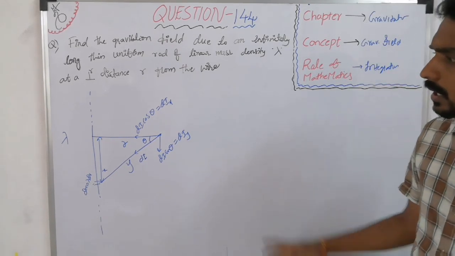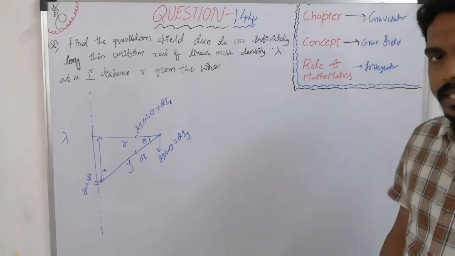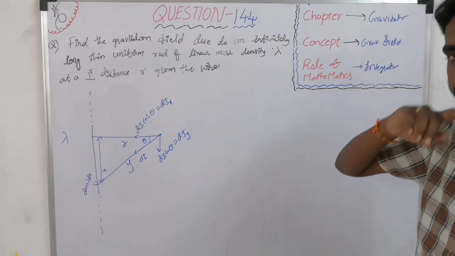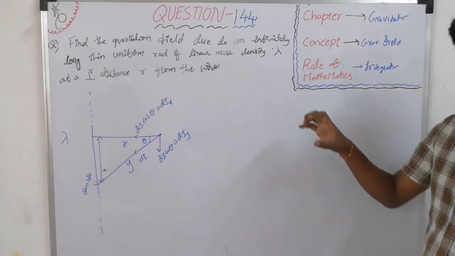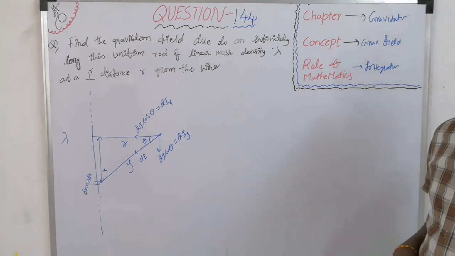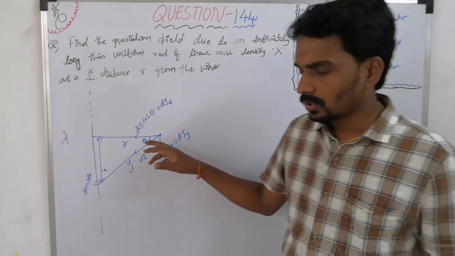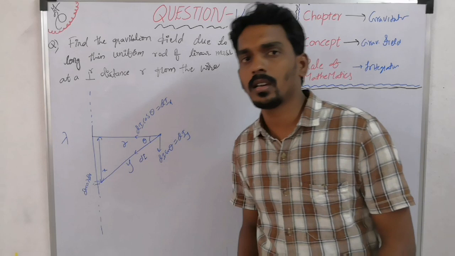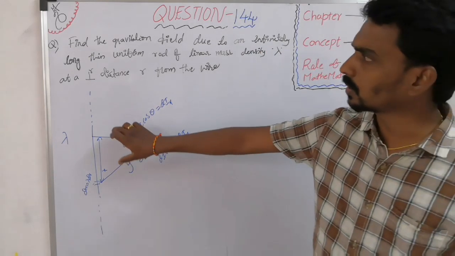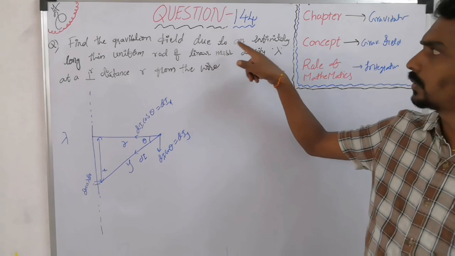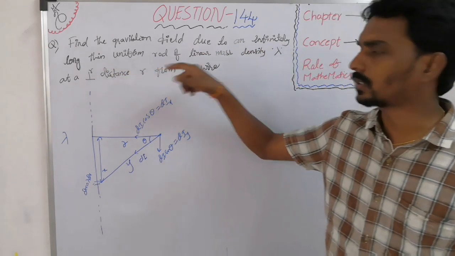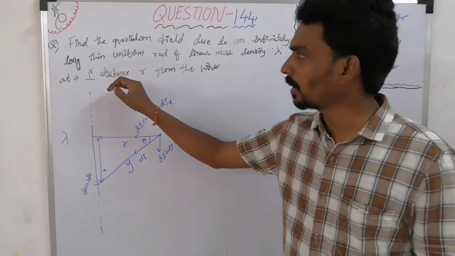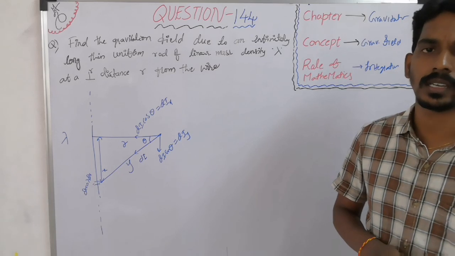Hi everyone. Let us take one difficult and lengthy question related to the concept of gravitational field, gravitation. But I would like to tell you the importance of integration through this question. So, the concept is how to find the gravitational field due to a continuous mass distribution. The given question is: find the gravitational field due to an infinitely long thin uniform rod of linear mass density lambda at a perpendicular distance r from the wire.